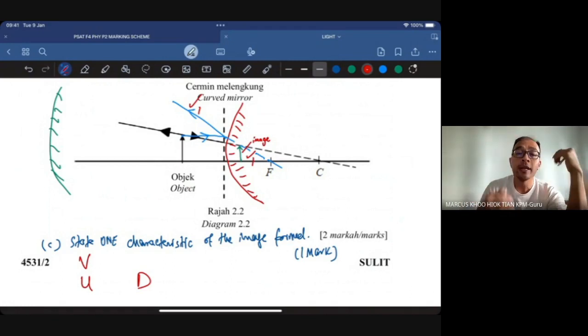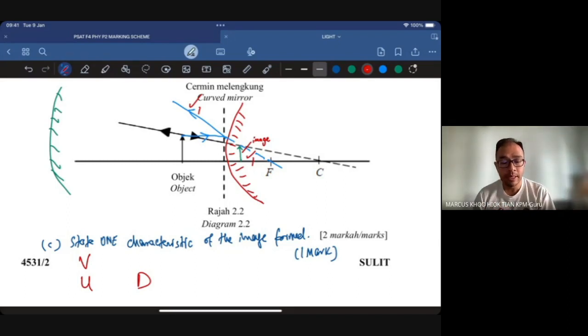That one is actually convex lens and concave mirror, a different story. Okay, convex mirror is always VUD, virtual, upright, diminished. Concave lens is also VUD. Virtual, upright, diminished. So remember this always.